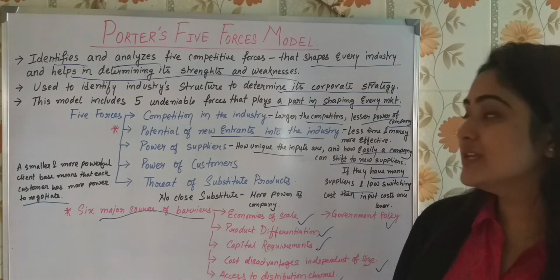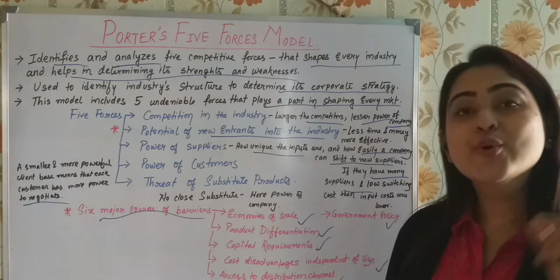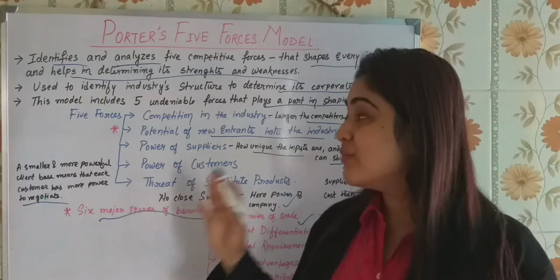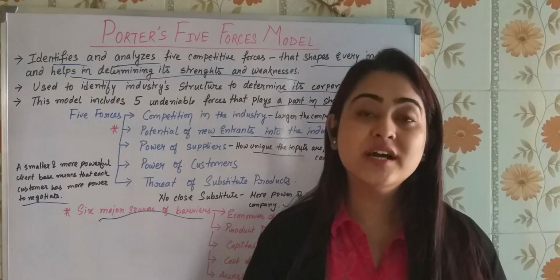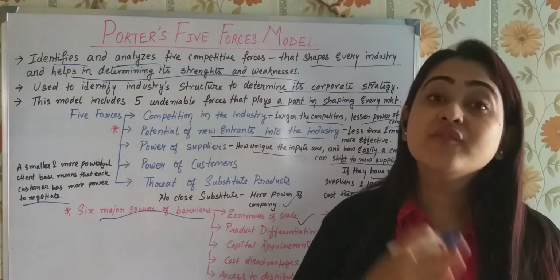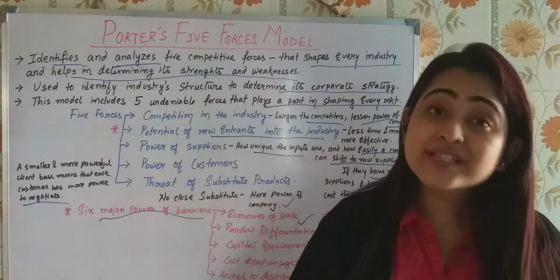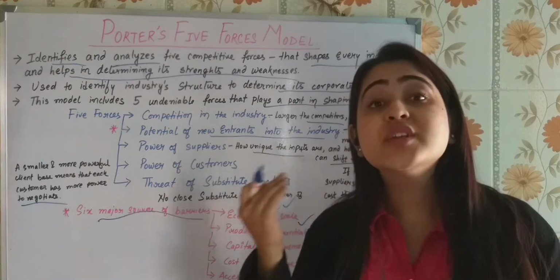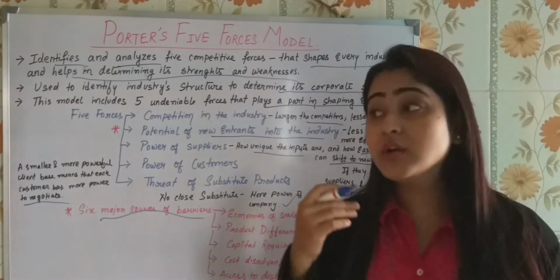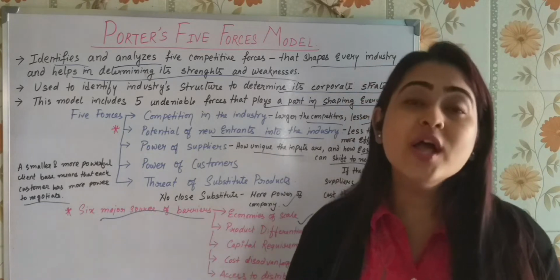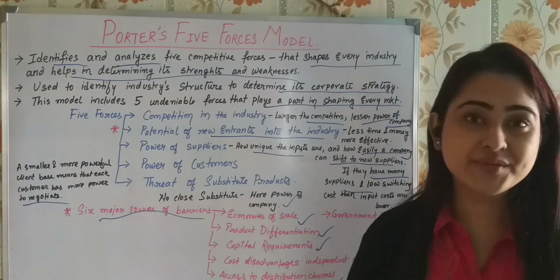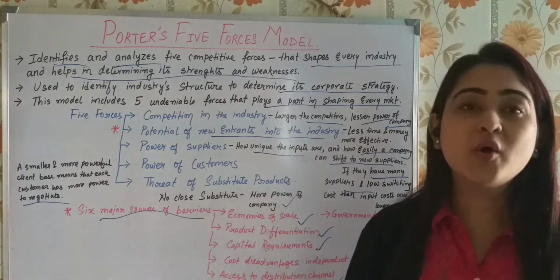And the last one is the threat of substitute products. No close substitute means more power to the company. So these were the 5 different forces that actually influence a market, influence an industry to have a proper strategy. What kind of strategy they are going to choose, what processes they are going to follow, all these things depend on these 5 forces, Porter's 5 forces model. So this was all about Porter's 5 forces model.